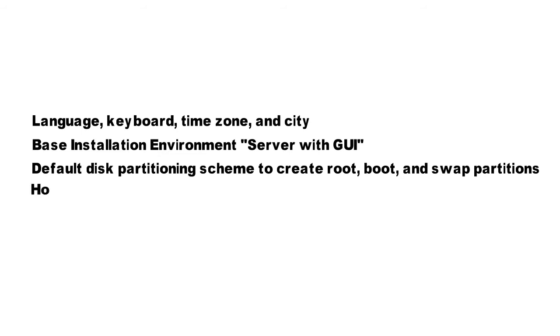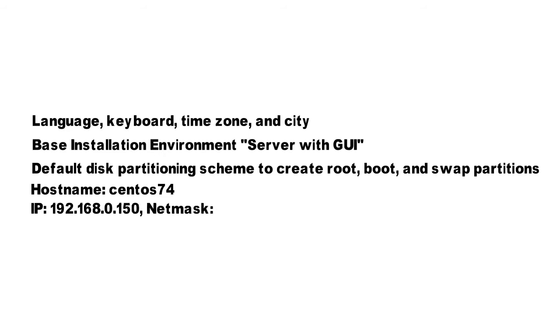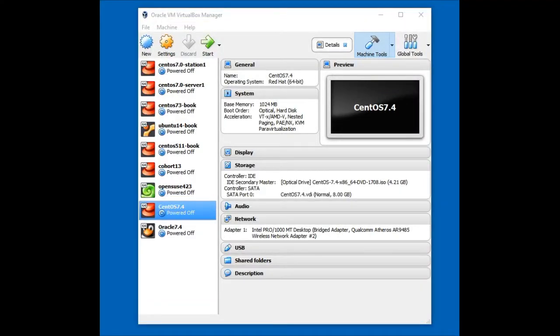I will name this Linux system CentOS 7.4 and supply static IP assignments. I will use a Class C IP address of 192.168.0.150 with a netmask of 255.255.255.0 and gateway 192.168.0.1. So we're ready for the installation.